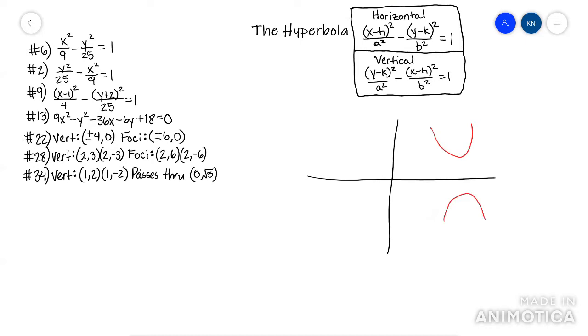Now they also have a center, and they have dots on the inside for the foci. And then they'll also have asymptotes. And you'll have to find all of this information. So let's dive into a couple.